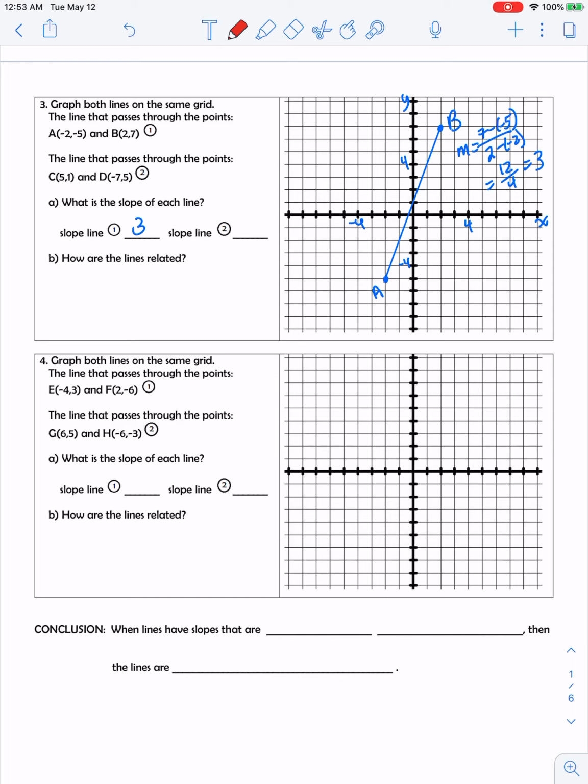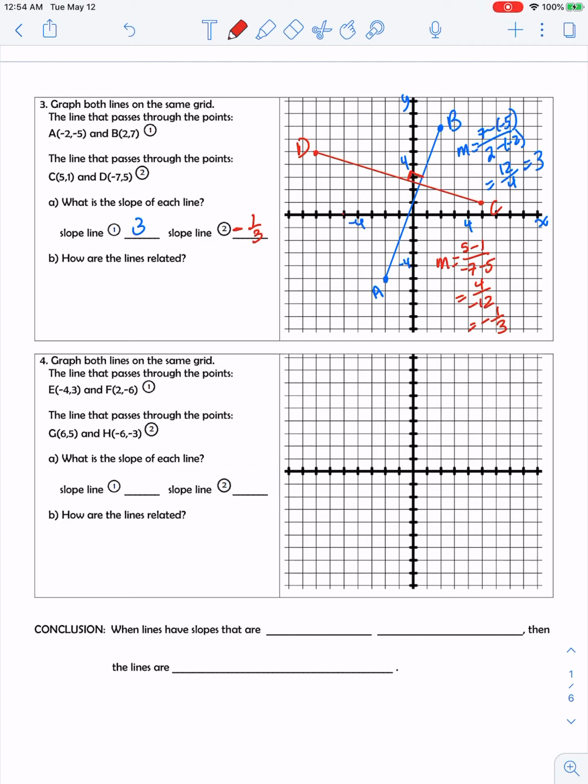And (5, 1) is here, and (-7, 5) will be right there. Okay, this is C and D, and the slope of that is 5 minus 1 over -7 minus 5, which is 4 over -12, which equals -1/3. Okay, how do these lines look?